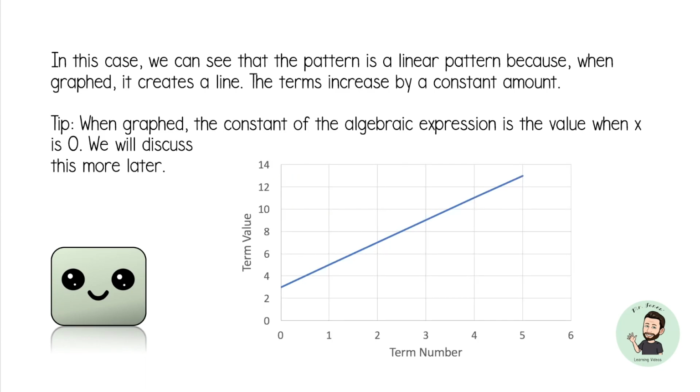In this case, we can see that the pattern is a linear pattern because when graphed, it creates a line. The terms increase by a constant amount. Tip: when graphed, the constant of the algebraic expression is the value when x is 0. We'll talk more about how to figure out what the constant is using other means, but if you've graphed your pattern already and you extrapolate or connect your line with the y-axis, where it hits when x is 0, that's going to be your constant.